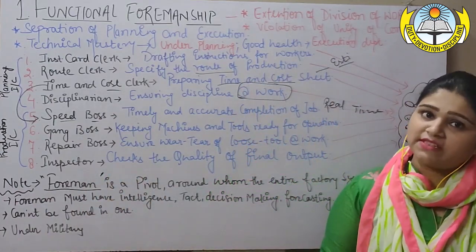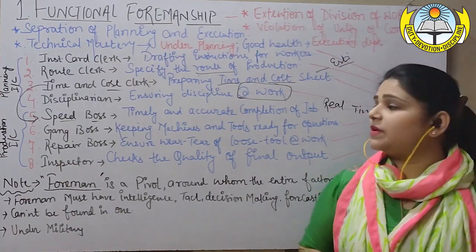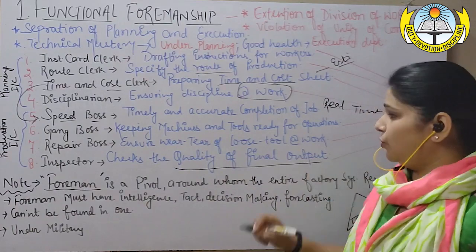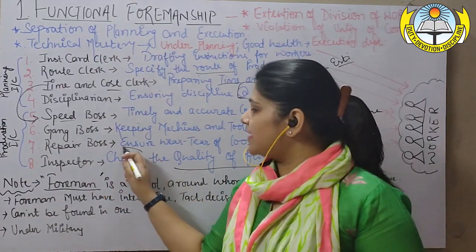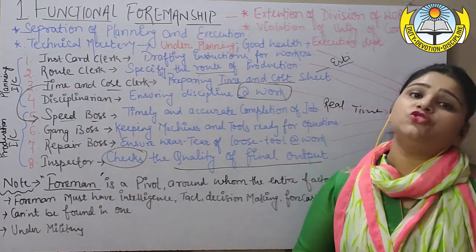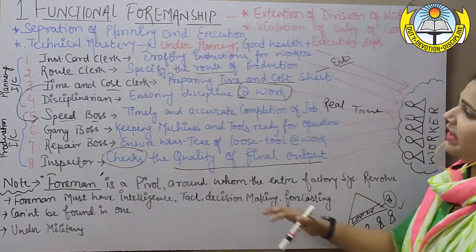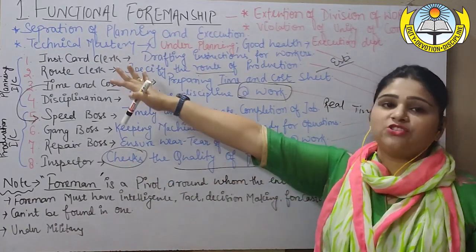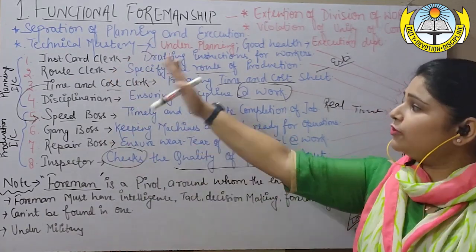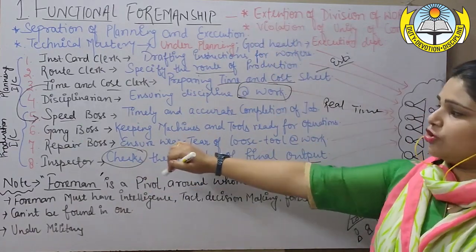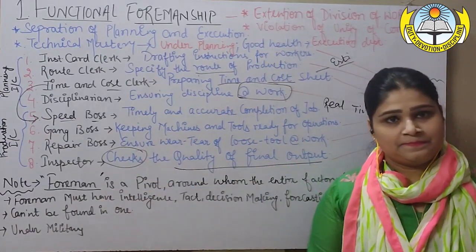Ultimately, the last person is an inspector. Inspector is a person who is overall in charge of the quality of the final output. Inspector is a person who checks. His job is to keep checking whether all the workers are following the instructions given by the two major departmental heads, and are they fulfilling them? Is the final output matching the standard? This is the job of the inspector.